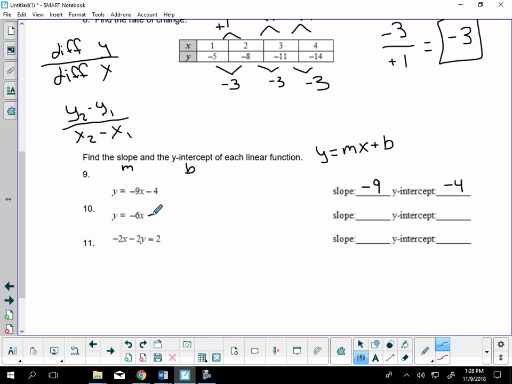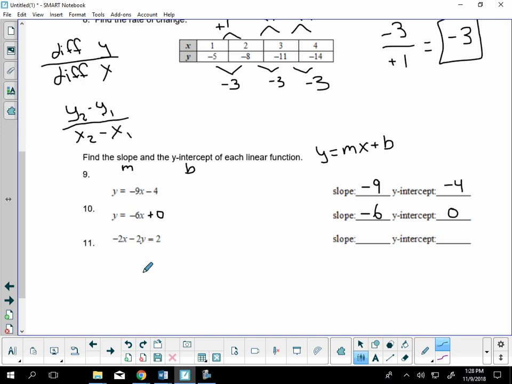On number 10, I'm going to think of it as a +0 at the end. So my slope is -6 because that's what's in front of my x. My y-intercept is 0 because nothing is being added on at the end.